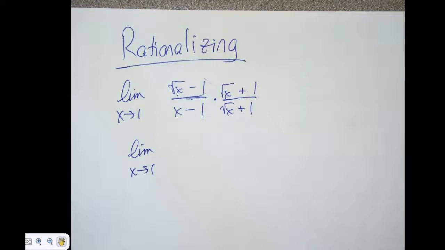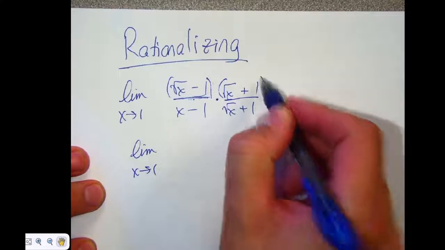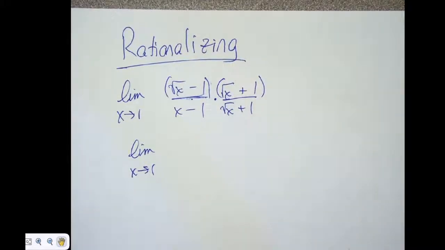And then I'm going to multiply this out. And if you do it correctly, the square root should go away. So you're foiling. This is just the difference of two squares. We're just kind of going in reverse.